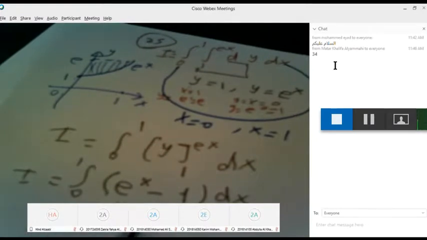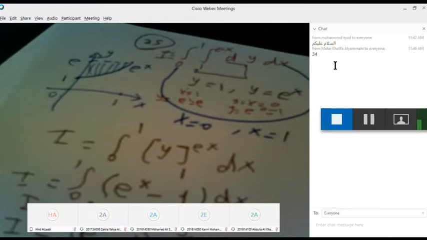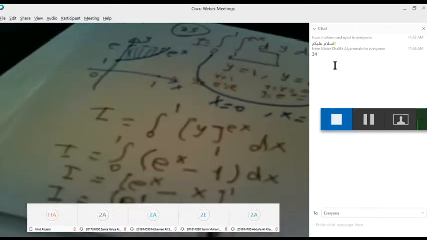Now I finish integrating with respect to y. I will go to integrate with respect to x, which is easy also. The integration of e to the x is e to the x. The integration of minus 1 is minus x. Again, I'm going to substitute by the upper bound, which is x equal to 1, minus the substitution by the lower bound, which is 0.